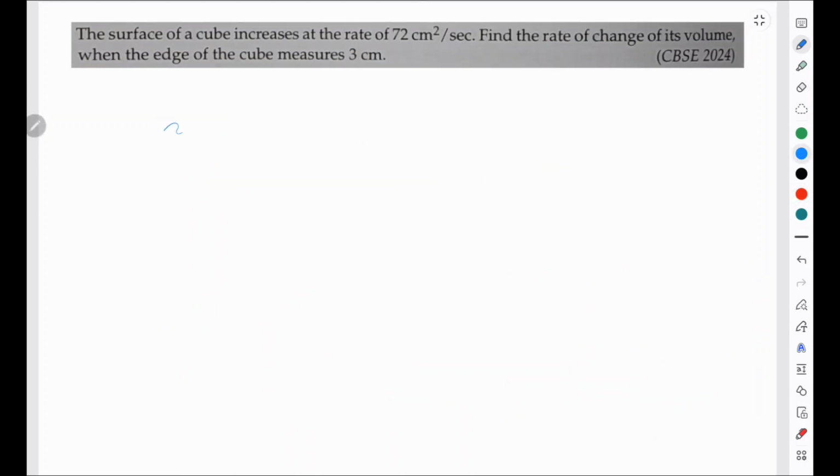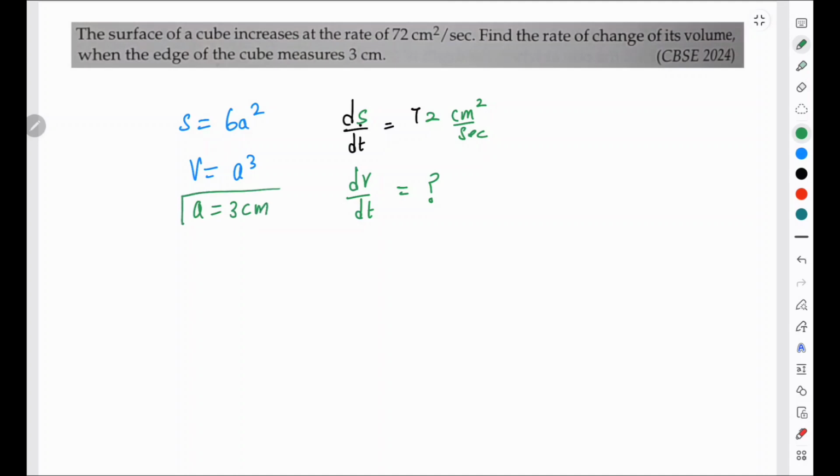Now let's do the next question. Surface area is equal to 6a square for a cube and the volume is a cube again, right? And what they are giving, dS by dt, they are provided with dS by dt is 72 centimeter square per second, and they are asking the rate of change of volume with respect to time when the edge is 3 centimeters. So this is what they are provided. Now let us do the same.